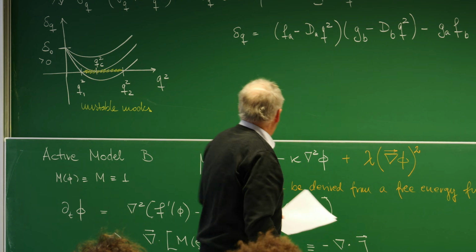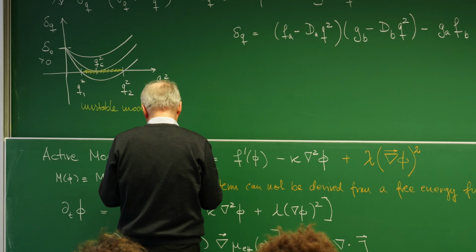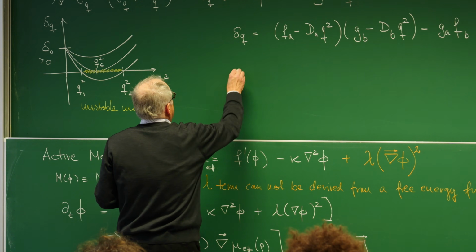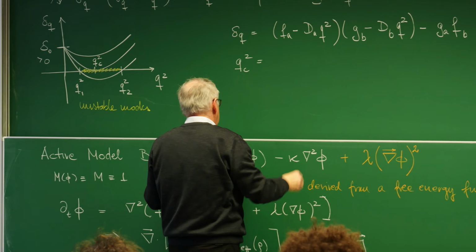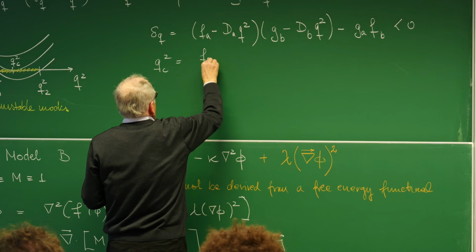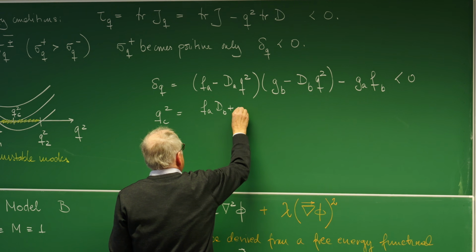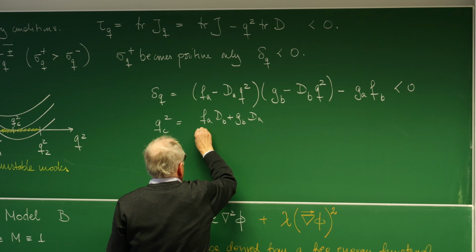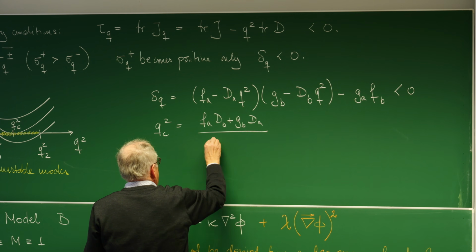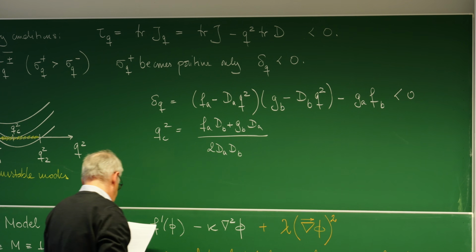We can determine a few of those quantities just that you know them. So this Q_c squared, I hope I do this right, but let me check later, is (f_A d_B plus g_B d_A) divided by 2 d_A d_B.